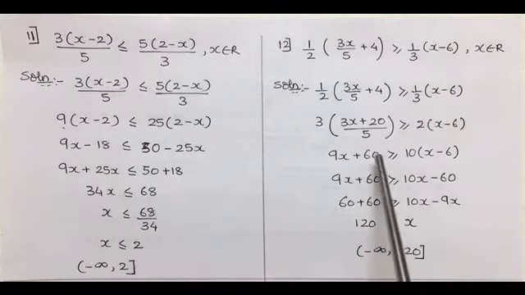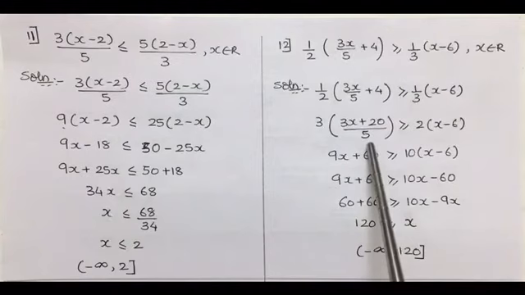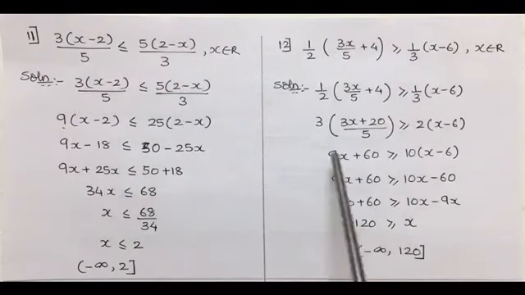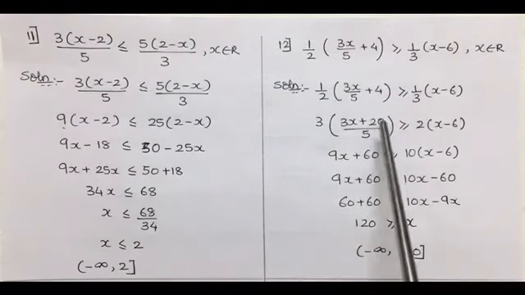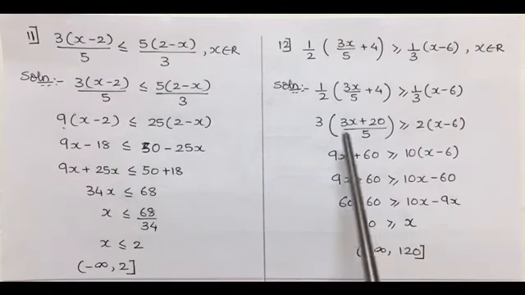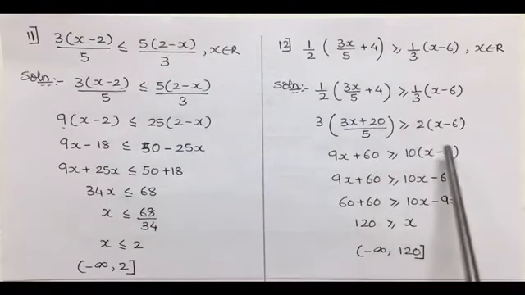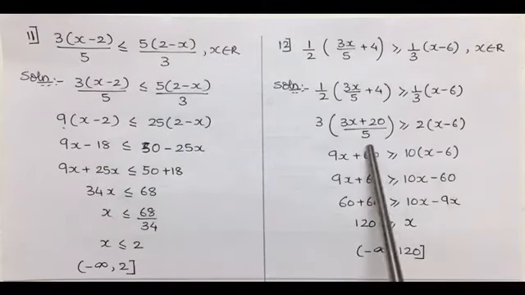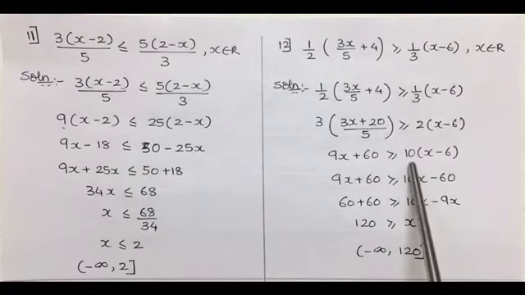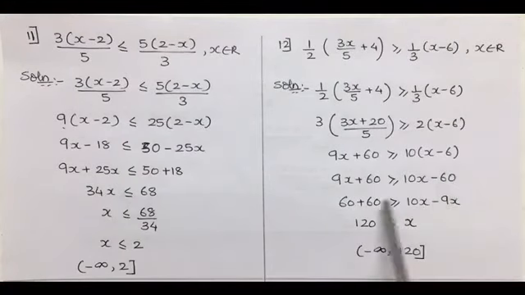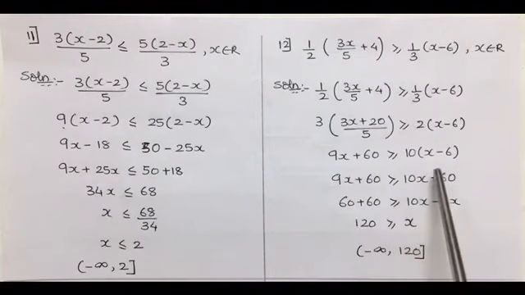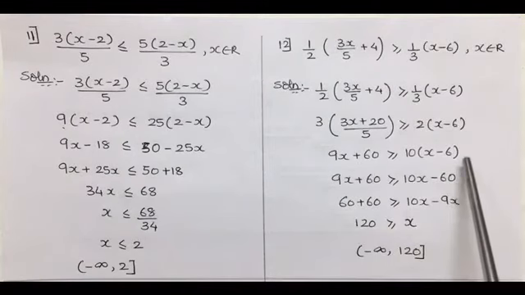So taking 5 the other side becomes 10. Opening the bracket, 9x plus 60, multiplying 3 with both. And here 5 into 2 we got 10 and x minus 6. So 9x plus 60 greater than or equal to 10x minus 60 after opening this bracket.